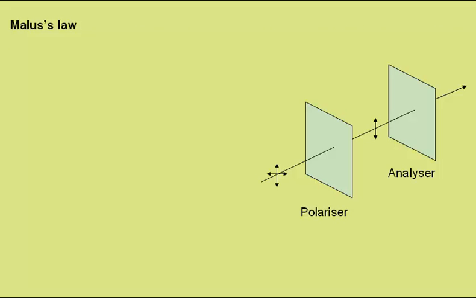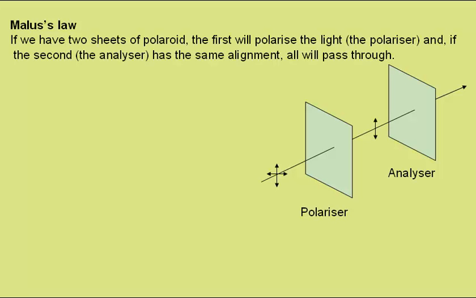Malus's Law. If we have two sheets of Polaroid, the first will polarize the light. That's this one here, we call the polarizer. So we have randomly orientated light coming in and polarized light in the vertical direction coming out. The second sheet, the analyzer, has the same alignment, and so all the light will pass through.